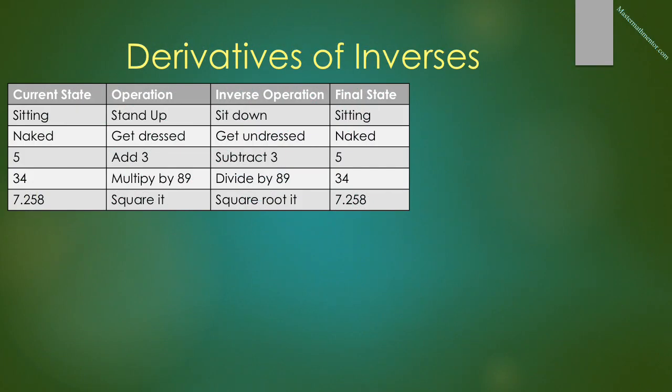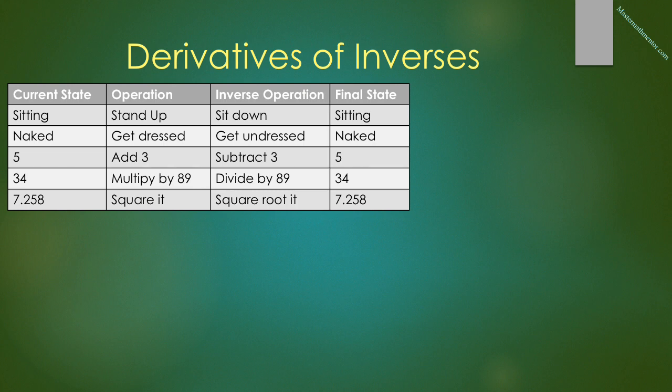So, suppose we are in the current state of being seated. We perform the operation of standing up and immediately perform the inverse operation of sitting down. Our final state is sitting. If we are naked, perform the operation of getting dressed, and then perform the inverse operation of getting undressed, we are back to naked.